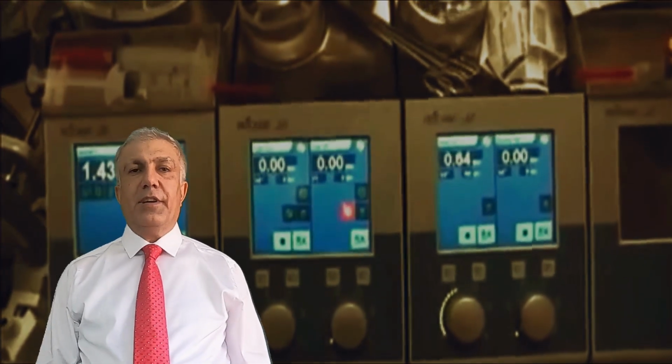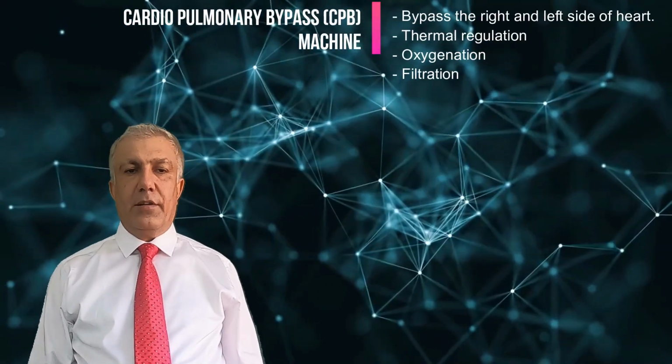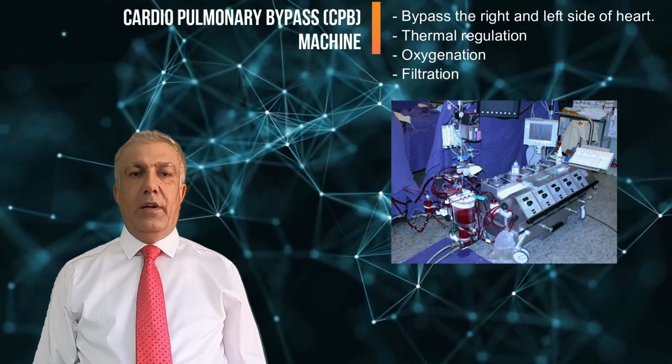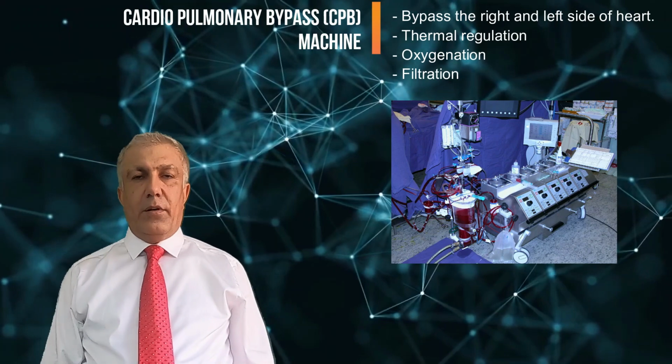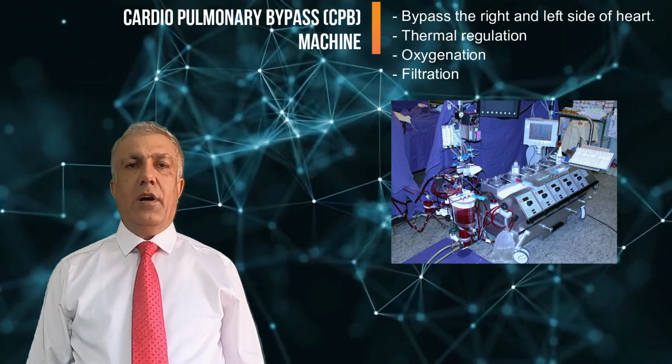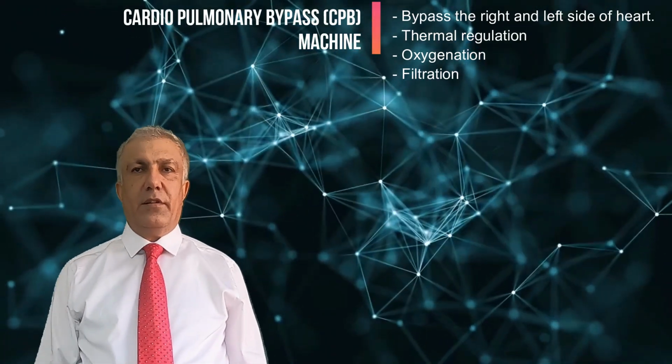Cardiopulmonary bypass machine. It's a machine that bypasses the blood from the right and left side of the heart, and it is also composed of a thermal regulator, oxygenator, and filter. So the basic components are pump, oxygenator, filter, thermal regulator.